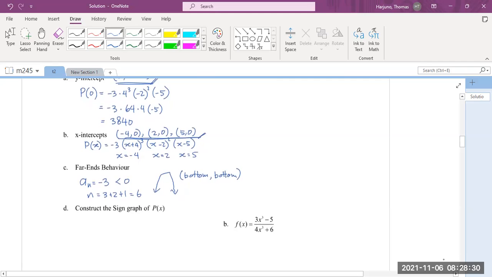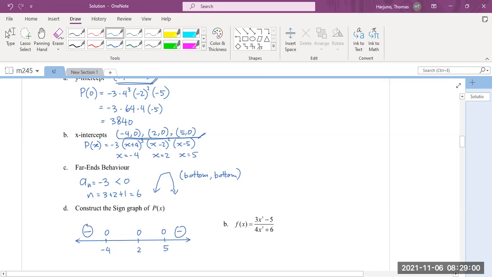Okay, how about the sign graph? Construct the sign graph of P(x). We use the zeros. The zeros are -4, 2, 5. Those are the critical numbers, right? They are the zeros. And we know that the far end behavior is bottom-bottom. Means in the far right, it will be negative. In the far left, it's also negative.